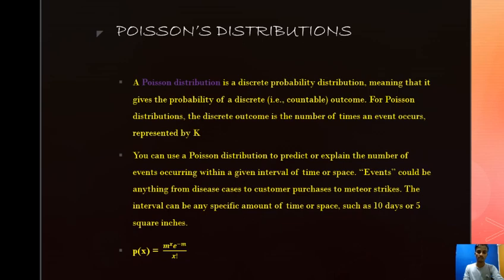The formula for the probability of x is equal to m to the power x into e to the power minus m, divided by x factorial.